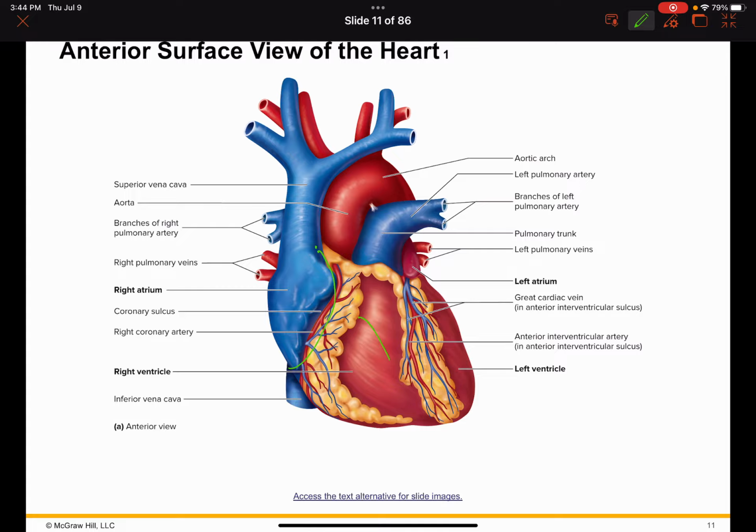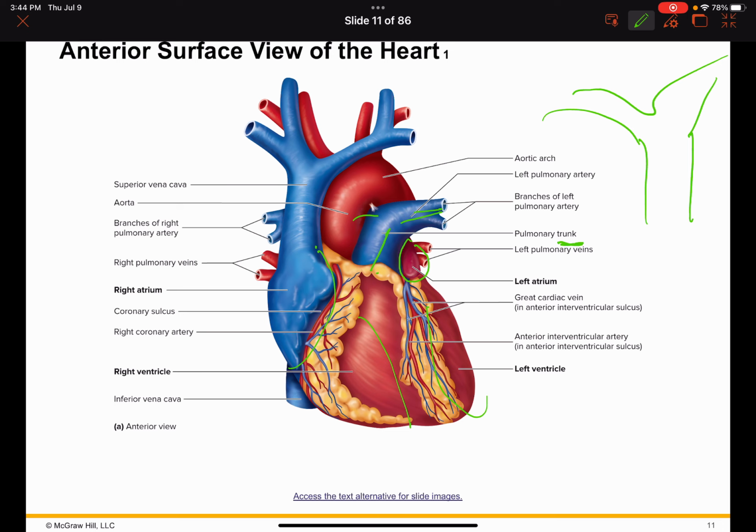This should be right ventricle, left atrium. So the pulmonary trunk. When you hear trunk, it's like a tree trunk, a big thing. It branches out. It's a trunk, so it branches into pulmonary arteries. One goes to the right side, one goes to the left.